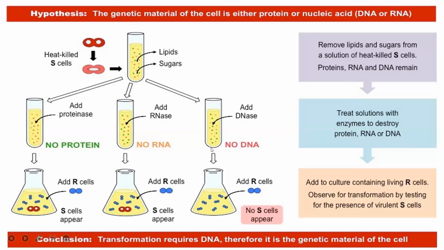In the third test tube, they added DNase. There was no DNA. What is left now? Protein and RNA. When this mixture was mixed with R cells, there was no S cell, there was no transformation. So they concluded DNA is the transforming principle or transforming agent. Because here there is no DNA, that's why there was no transformation.